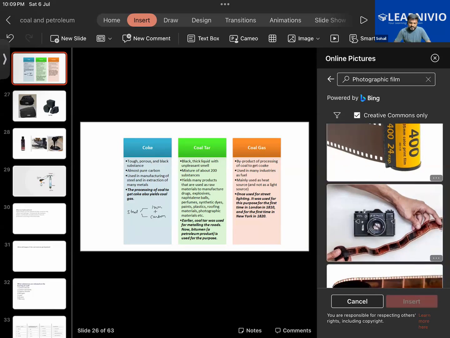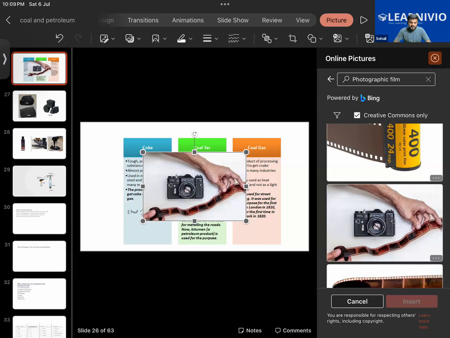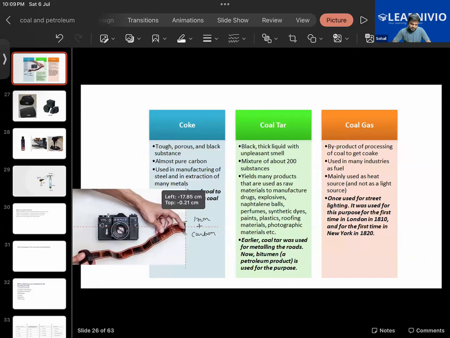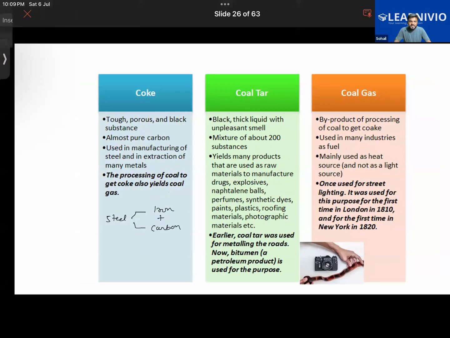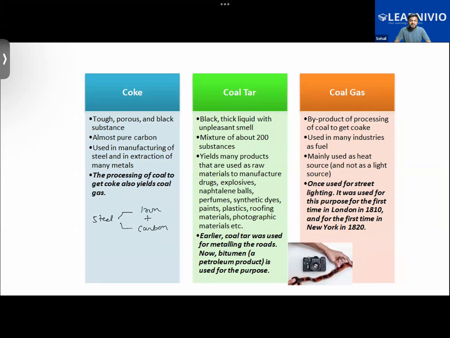Although this photographic film is no longer in use. Okay? So there also it is used. So let us quickly summarize the different uses of coal tar we have studied so far.